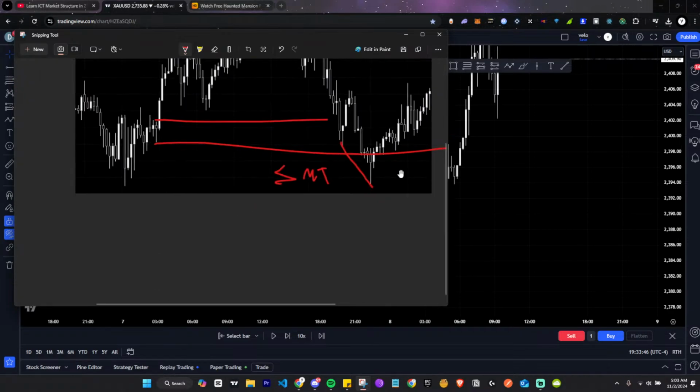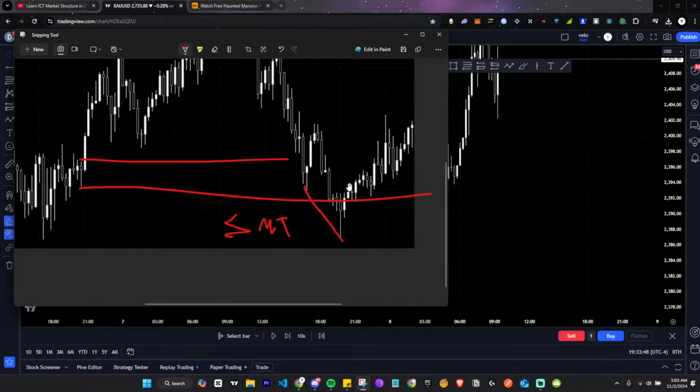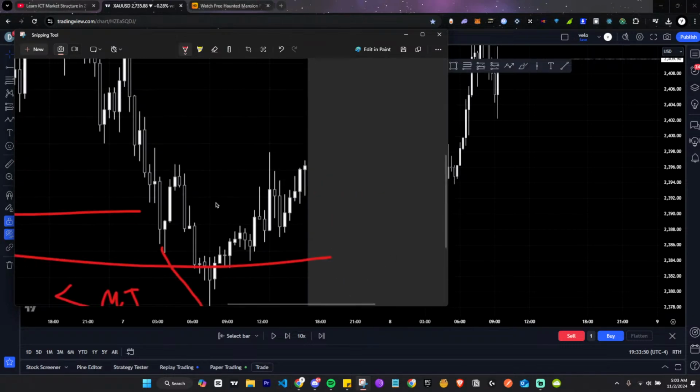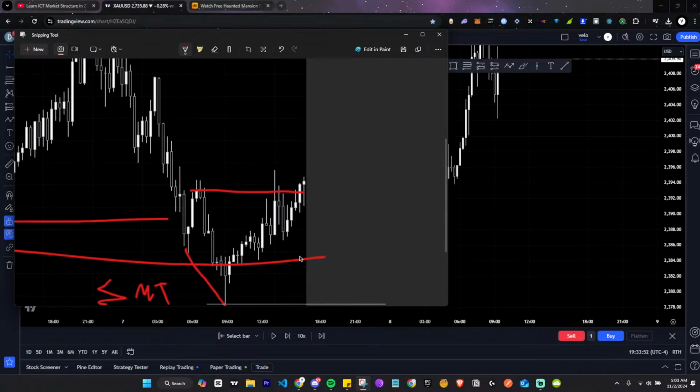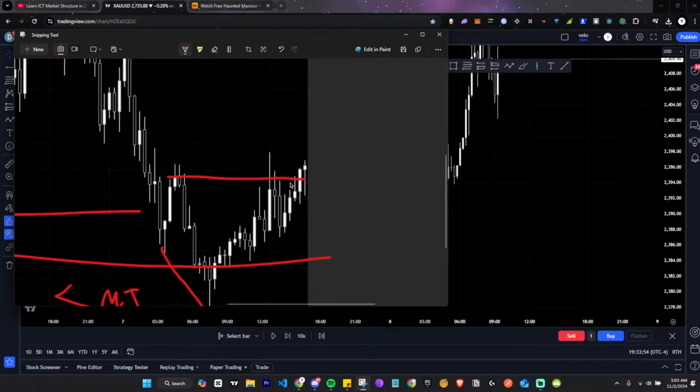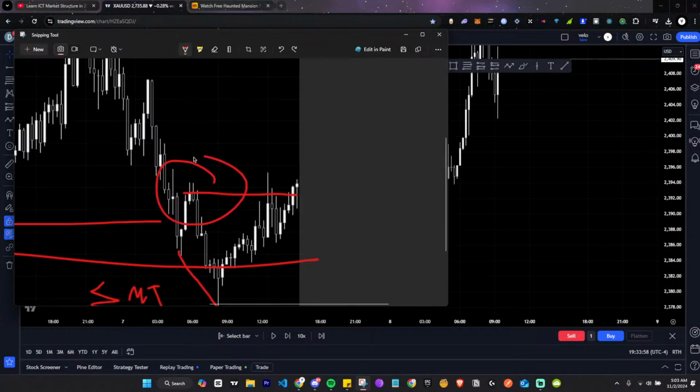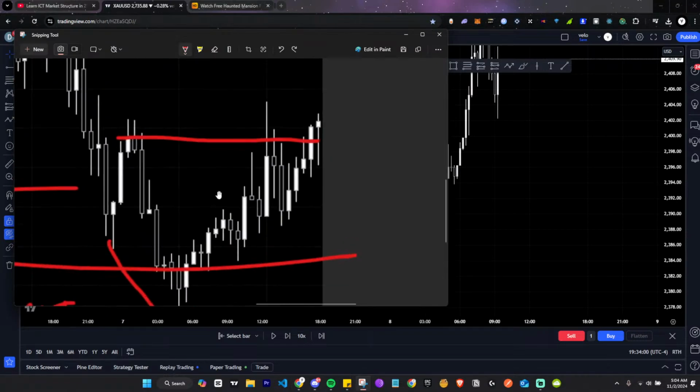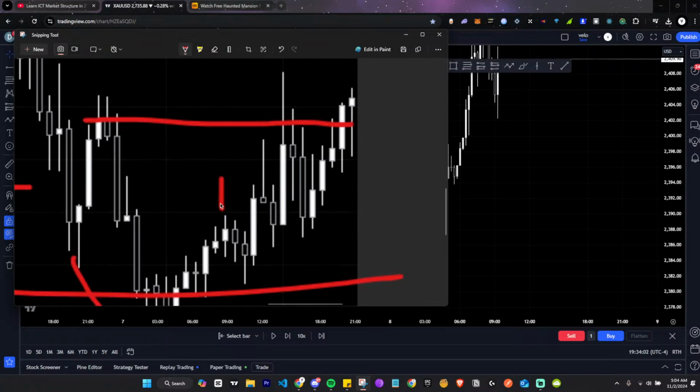So instead of this, if I see, you see over here, if you want to be extra safe, you can even use this change in state of delivery. Once you see this change in state of delivery, if you use a pullback entry from here, you're pretty much good to go. But you don't want to wait until all up here. You can wait until one of these forms. This middle candle basically took out the high of both of these other two candles, as you guys can see.